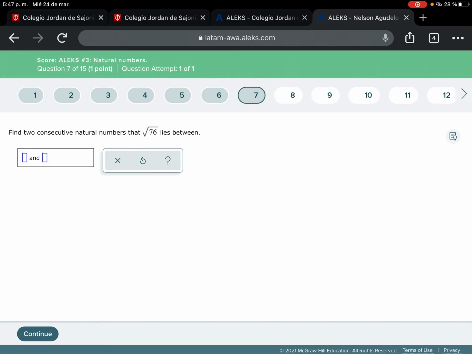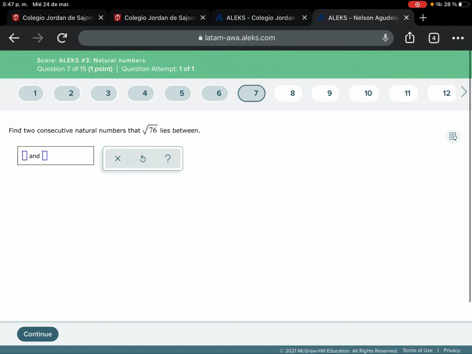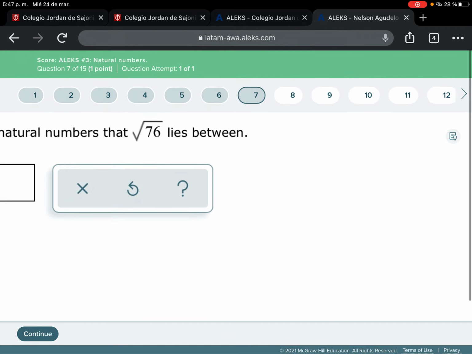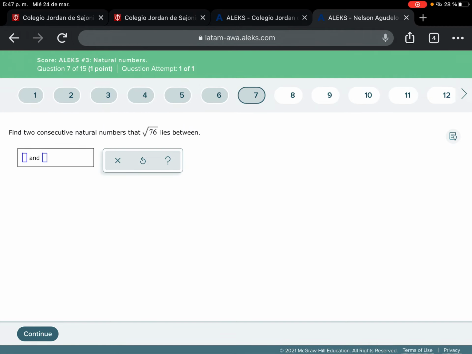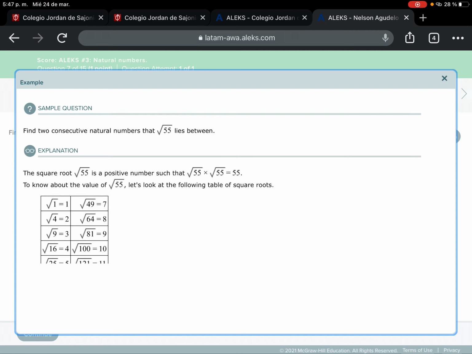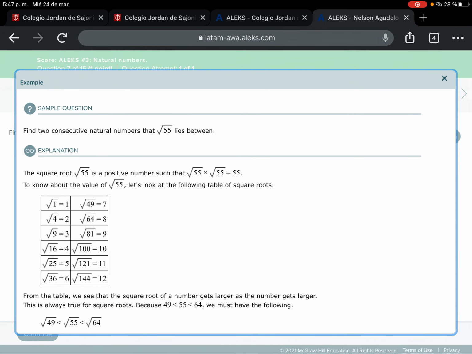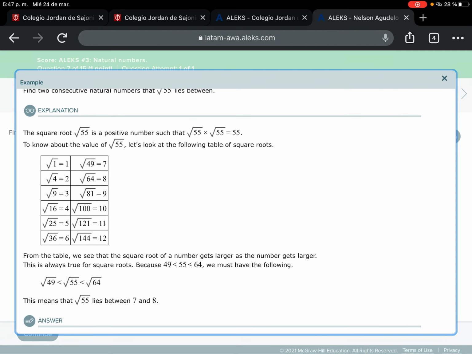So we need two natural numbers. And what are we going to do? Remember this number, square root of 76. We are going to check the example, but if the example doesn't appear in ALEKS, you can always refer to this video. So what does ALEKS give us? ALEKS gives us the results of all of the square roots that have natural results, like the square root of 1 is 1, the square root of 4 is 2, the square root of 9 is 3, the square root of 16 is 4, and so on.